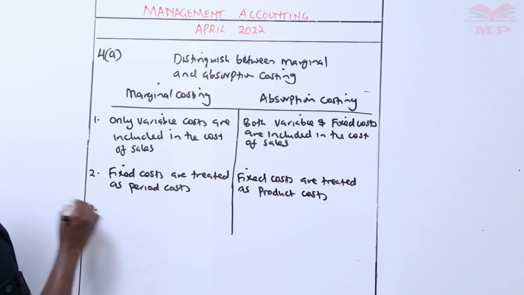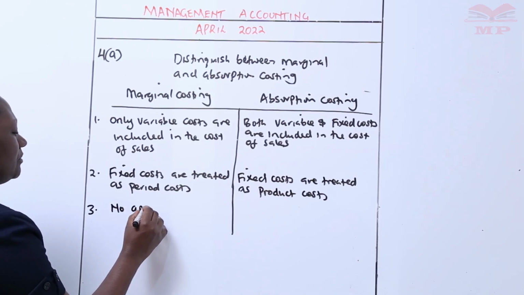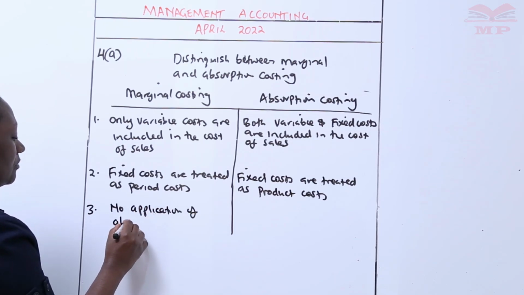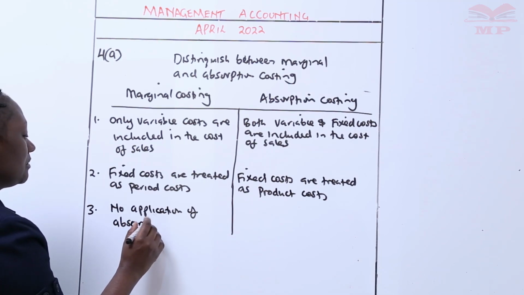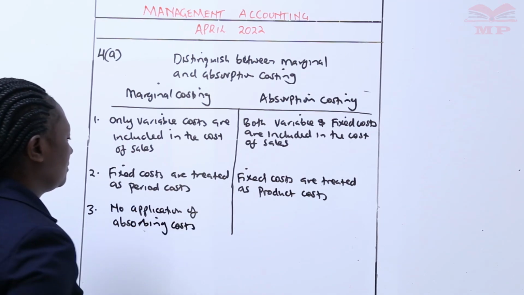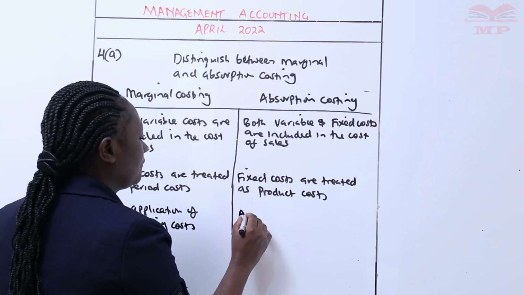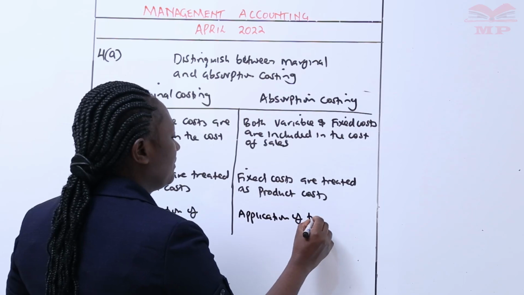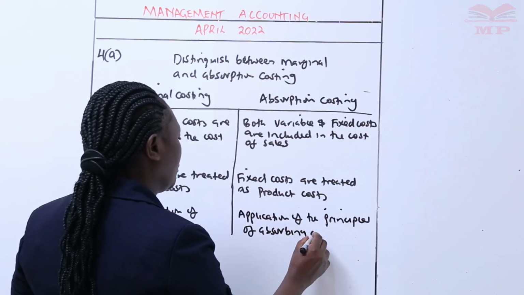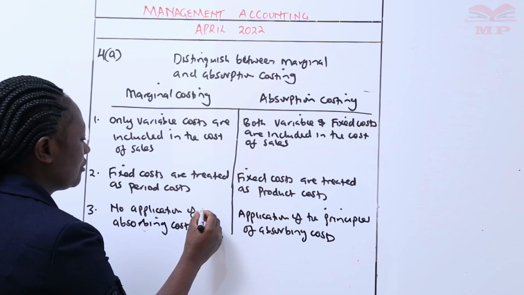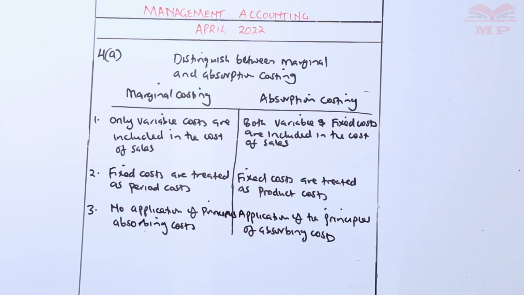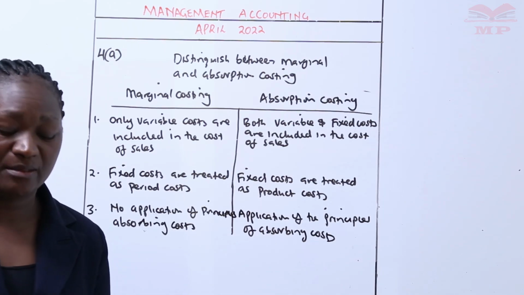Then number 3, under marginal costing we do not have application of the principles of absorbing costs. But with absorption costing, we have application of the principles of absorbing costs. So those are the major 3 differences that differentiate between marginal and absorption costing.